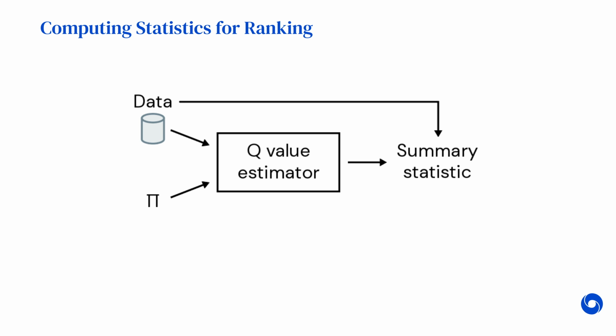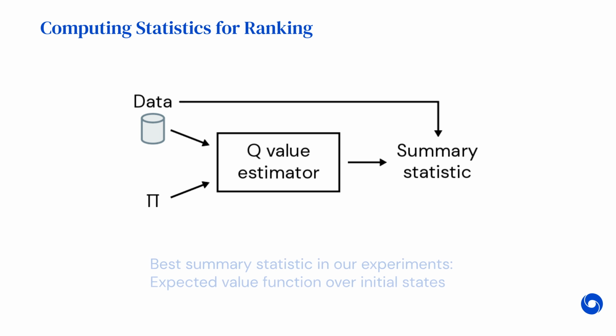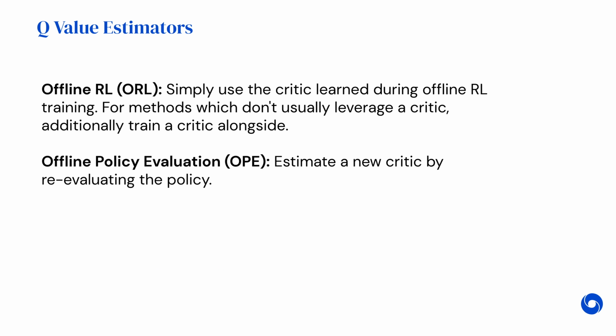In order to rank the policies corresponding to different hyperparameters, we need to compute a scalar value for each of these policies. And the way we do this is fairly simple. For each policy, we estimate its value function using some value function estimator, and then summarize that value function using some statistic that brings it down to a single number. In our experiments, we found that the best summary statistic to use was to simply compute the expected value function over the initial states. And we estimate this value function in two types of ways. One is to simply use the critic learned during offline RL training, and the other type of approach is to use offline policy evaluation methods to reevaluate each of the policies using the original dataset.